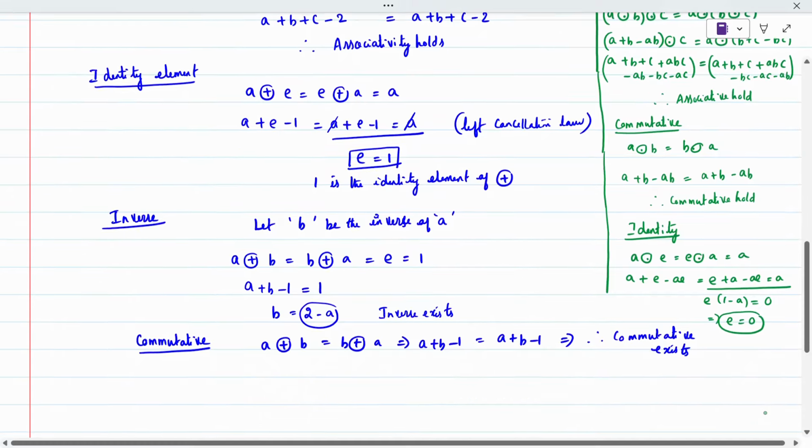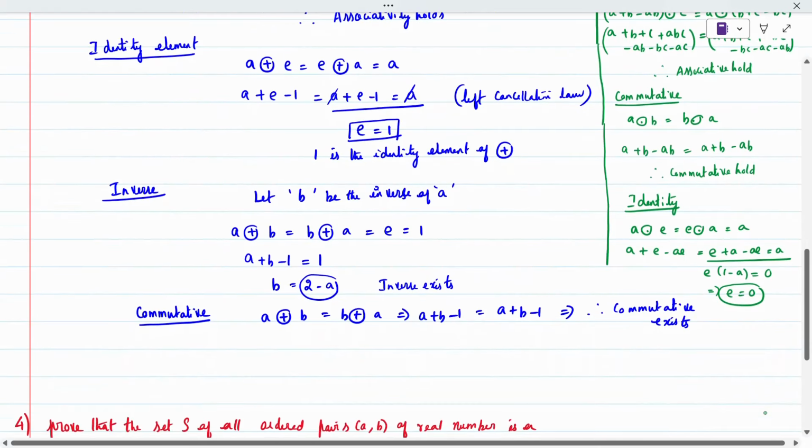So everything we have proved. Now finally we can write: E equal to 0 is the identity element. I am writing here in green color. So it's the identity element for the dot operation.